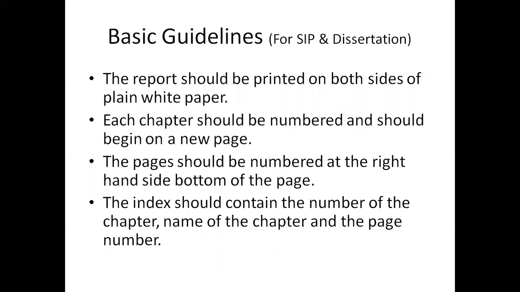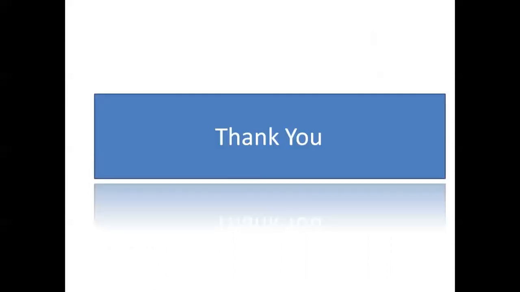The report should be printed on both sides of plain white paper in safeguard of the environment. And each chapter should be numbered and should begin on a new page. The pages should be numbered at the right hand side bottom of the page. And the index should contain the number of the chapter, name of the chapter, and the page number of the chapter. It's very important. For example, if you are going for a viva, the external will check the page number and then go to that page number. It helps to trace. It tells how effectively you have done your report. There are small things that help explain the effectiveness of your report.